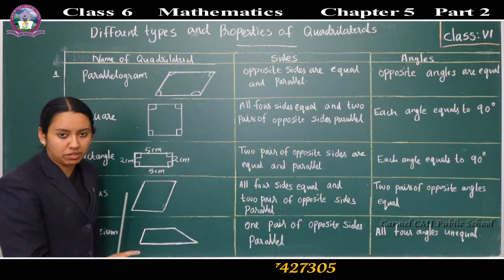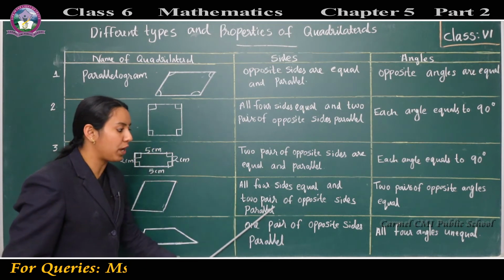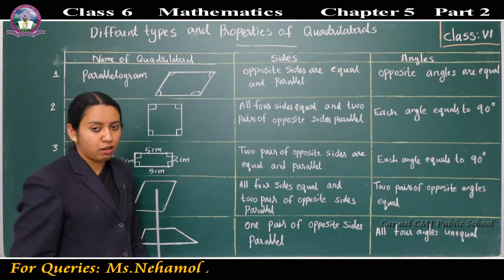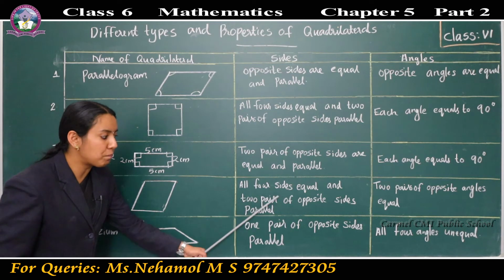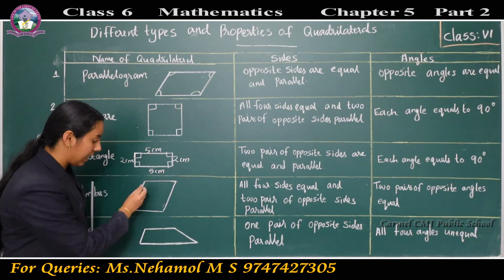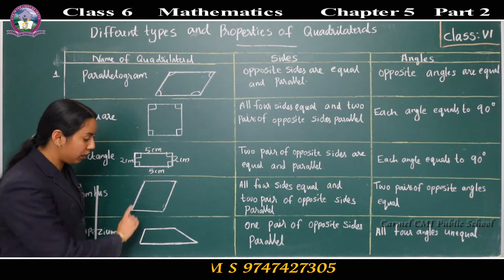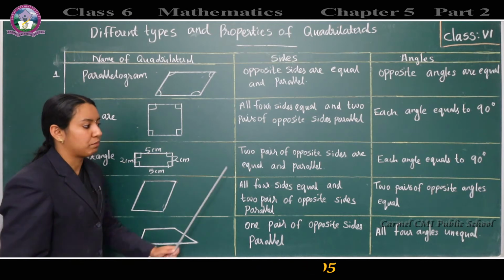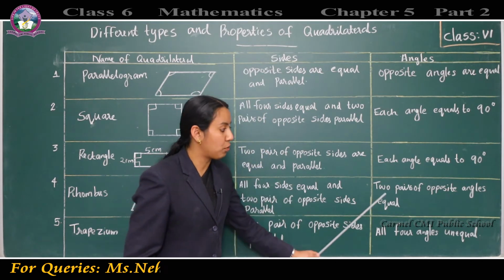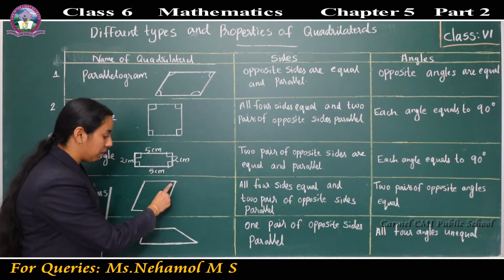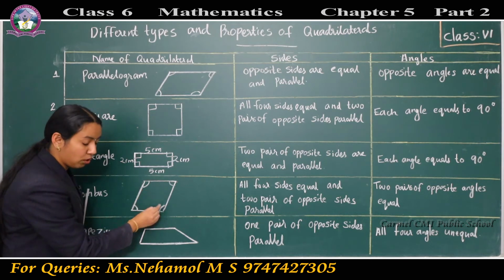Then next one, rhombus. This is a rhombus. For a rhombus, all four sides are equal and two pairs of opposite sides are parallel. This side and this side parallel, this side and this side also parallel, and all four sides are equal. Then what about angles? Two pairs of opposite angles are equal. These two angles are equal. These two angles also equal.